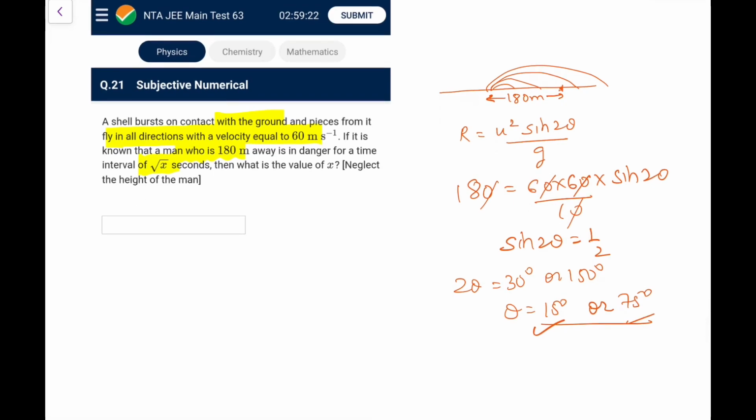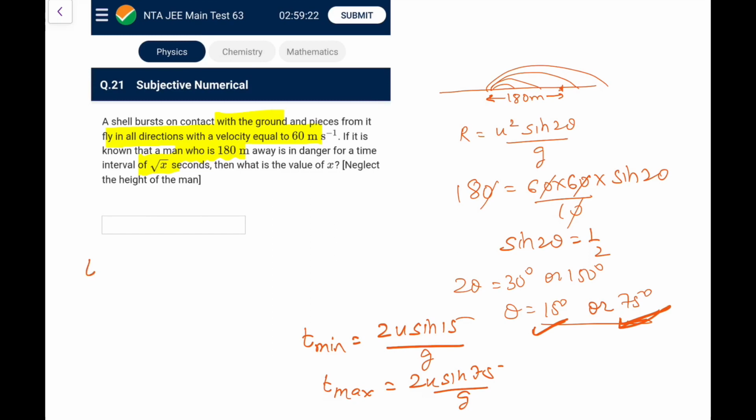So what is the value of time? So the time interval will be the difference of the time of flight of the two, you can directly say, because that will be having the least time and that would be having the maximum time of all the in-between angles also. So the minimum time for which it will reach would be 2u sine 15 by g, and the maximum time would be 2u sine 75 by g. Now we have to take the difference, so that delta t would be 2u by g, take it common, it is sine of 75 minus sine of 15.